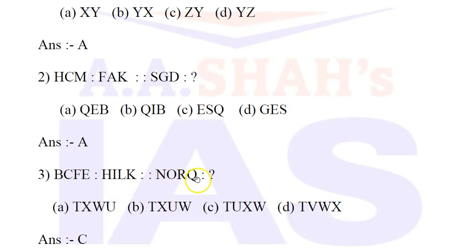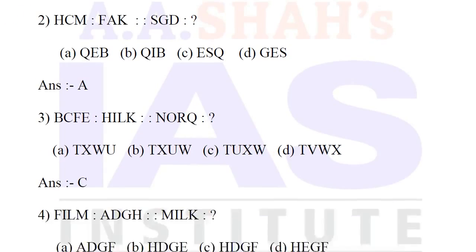Same thing has to be done here. So N plus 6, the answer would be T. O plus 6, the answer would be U. R plus 6, the answer would be X. And Q plus 6, the answer would be W. That's why the correct answer is C option, TUXW.